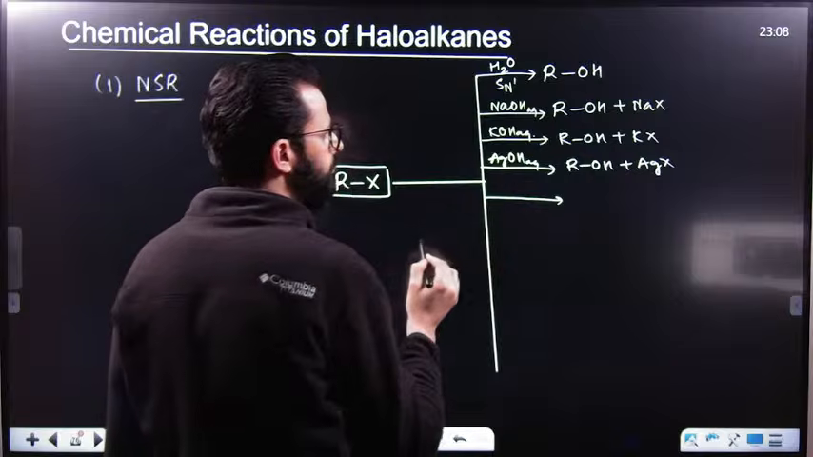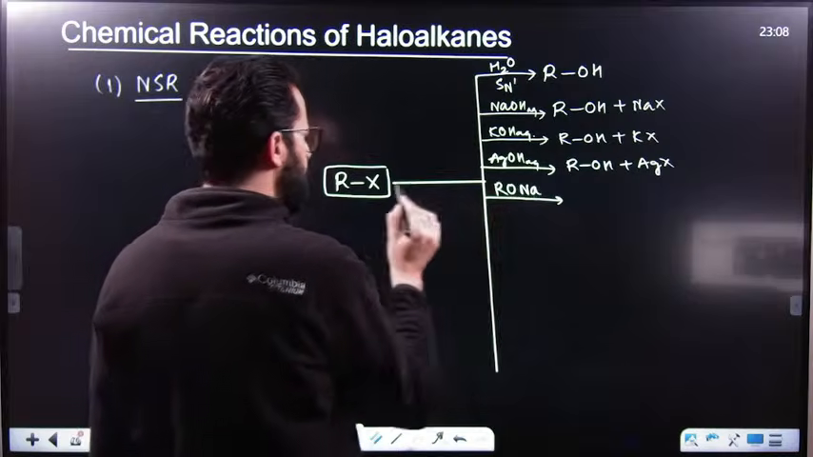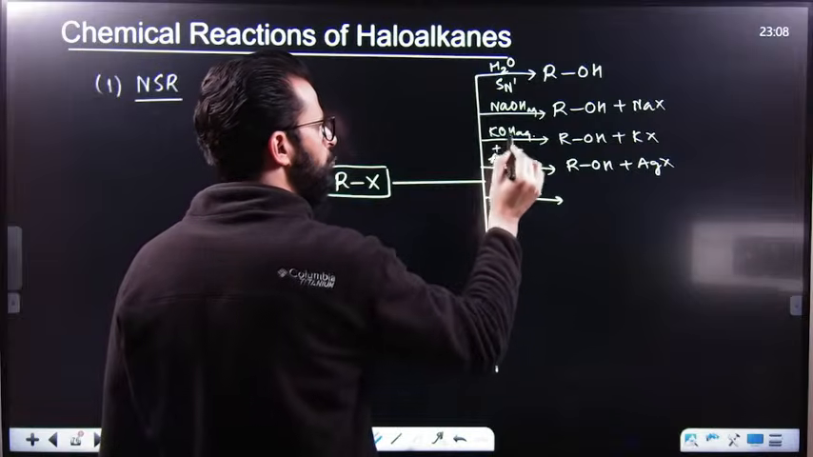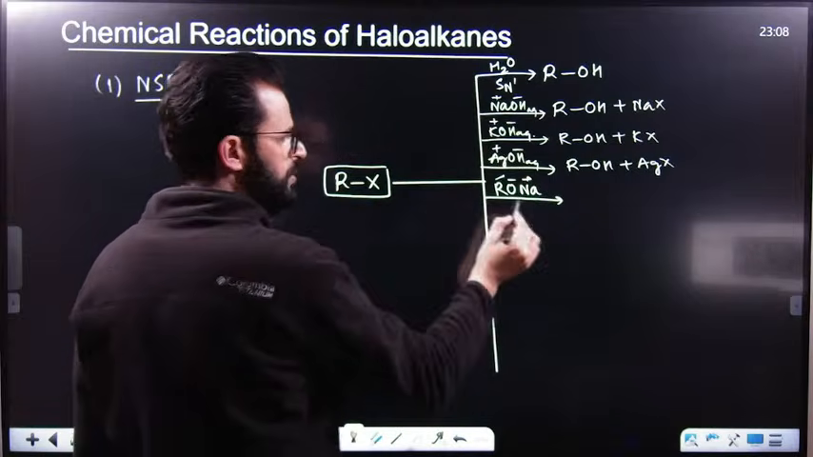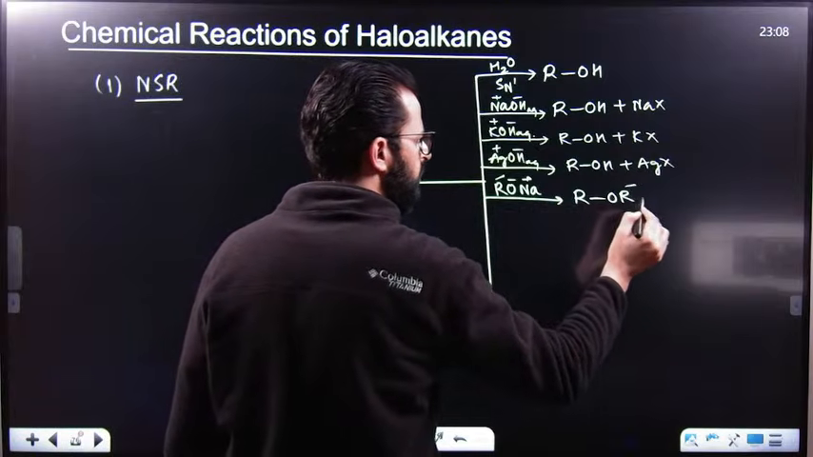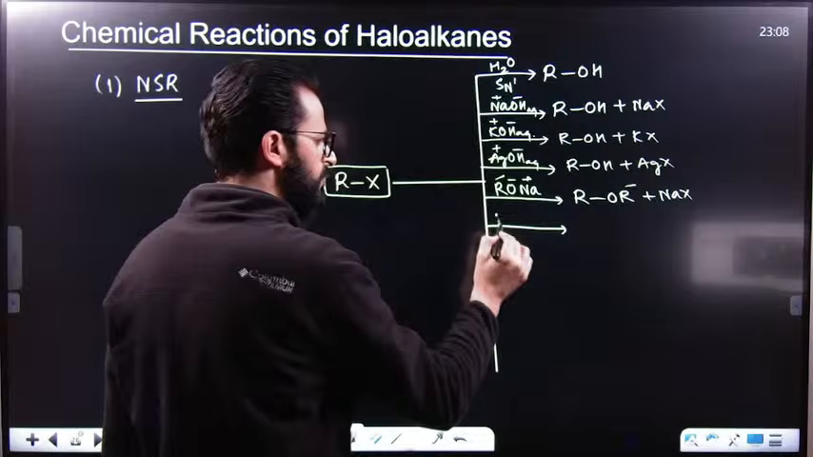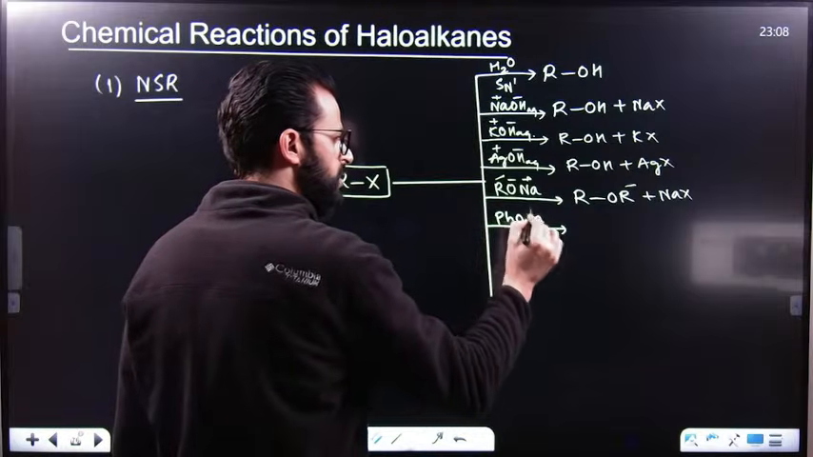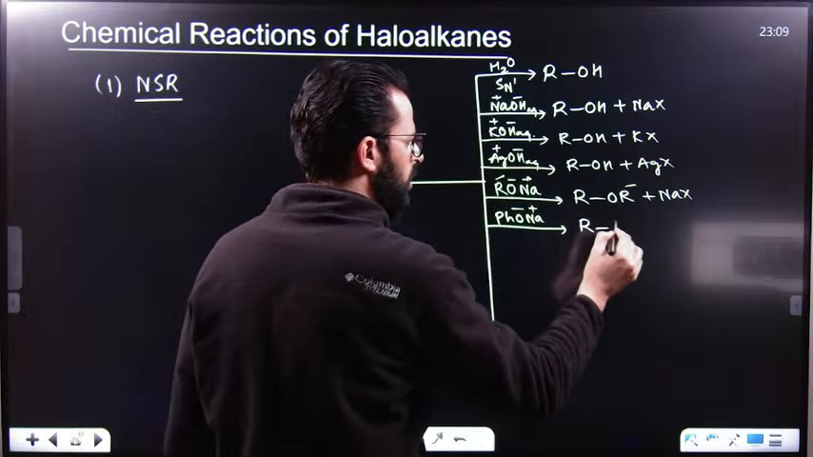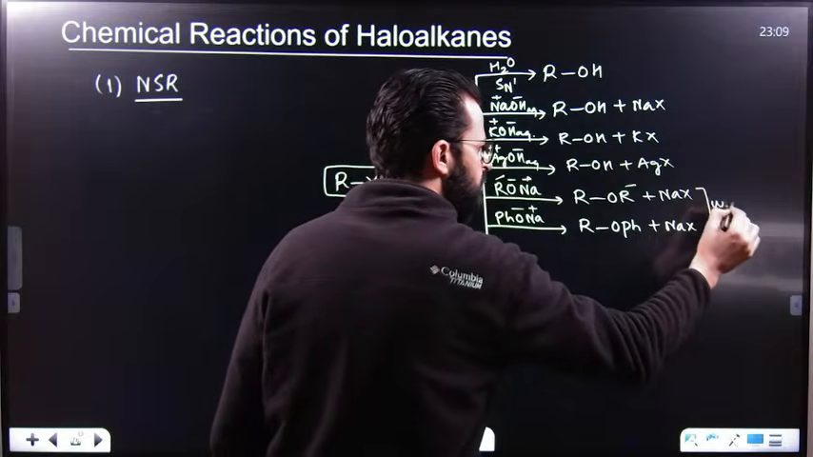Similarly, if I write RONa, to differentiate this R from the other R, this is RO with negative charge, Na with positive charge. This is once again an SN2 reaction, so it will result in the formation of ROR' plus NaX. That means an ether will be formed here. Similarly, if you write sodium phenoxide, the negative part will attack, X will be removed, so it will be R-O-Ph, once again an ether. And this type of reaction is known as Williamson's synthesis.